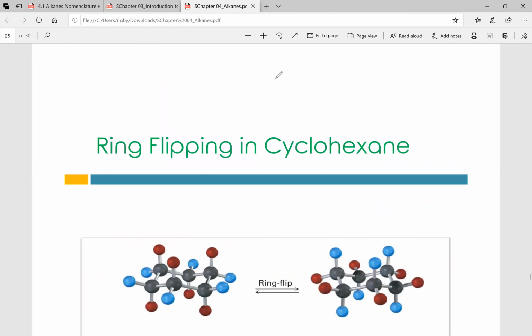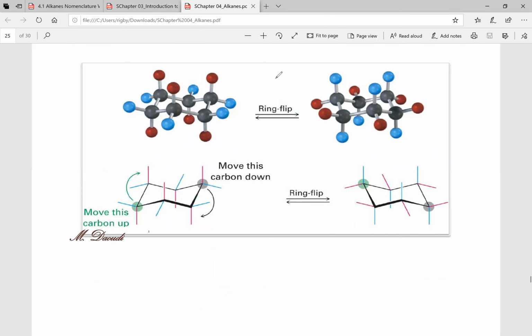Okay, and so there's something else called a ring flip. I think this is the last thing that I'll have time to go over for today. But essentially what a ring flip is, each one of the carbons in the ring is going to shift 1 position, clockwise or counterclockwise. So let's take this example right here.